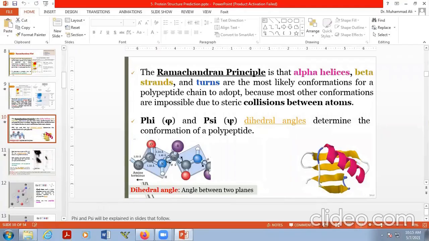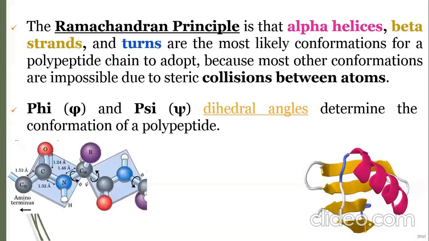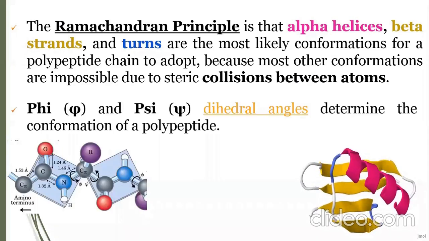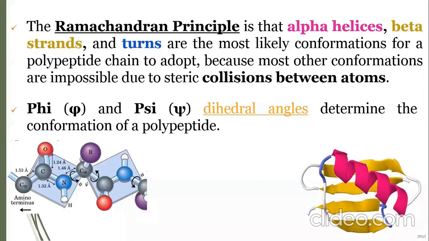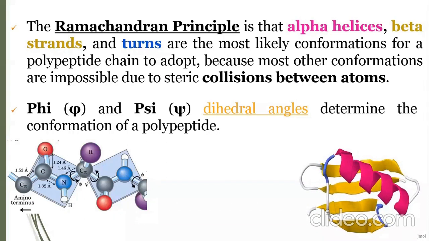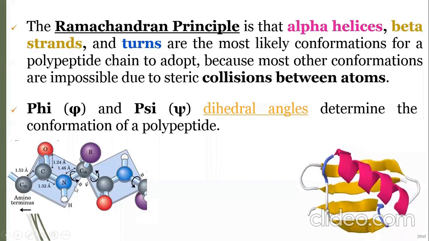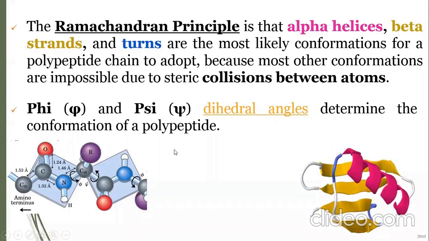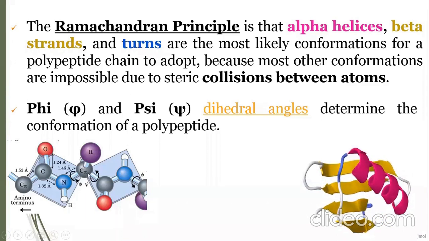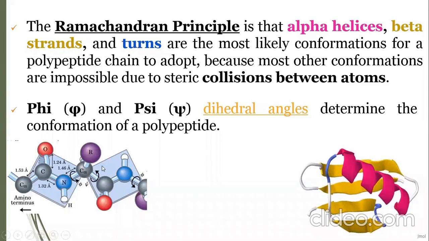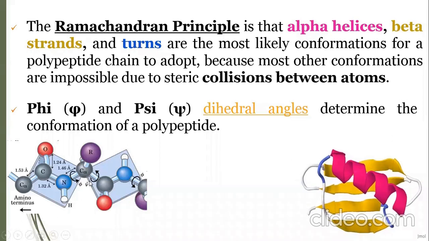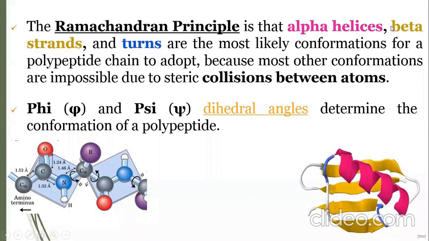We have previously talked about the conformations that are possible: the alpha helices and the beta strands. They are determined by the dihedral angles, which determine the conformation of the polypeptide. You can see the two planes, and these two planes determine the dihedral angle. Am I audible? Yes, sir.